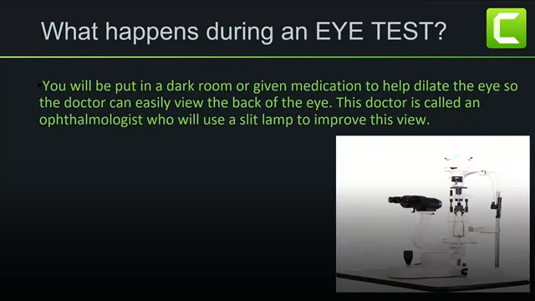So what happens during an eye test? Well, you will be put in a dark room, or you'll be given medication in the eye to help dilate it. So the doctor, which is an ophthalmologist, can easily view the back of the eye. He uses an equipment called a slit lamp, which is on the bottom right-hand corner of the screen, and this equipment helps improve this view.